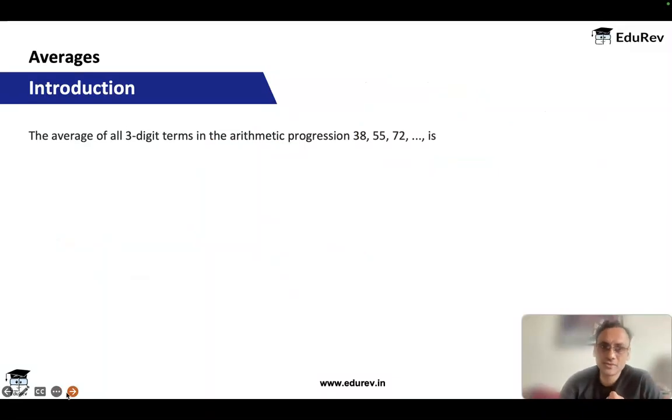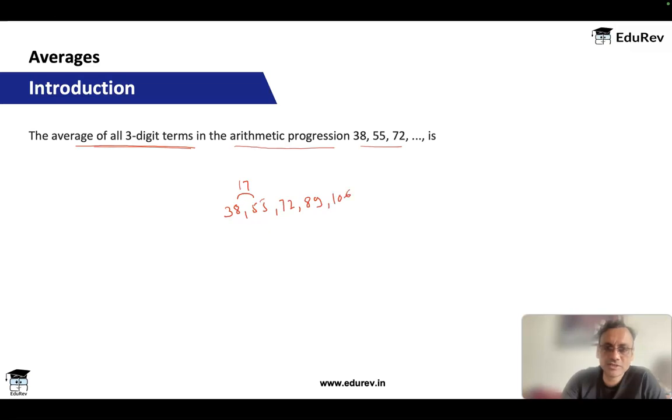For example, this question. This question is what came in CAT 23 in one of these slots. Now, if you see, this looks like a very simple question, but you'll have to do a bit of work. This is in progression. This is the series, and it is saying average of all the 3-digit terms. So first, if you look at the series, 38, 55, this minus this, the difference is 17. So 17 is what you need to add. So 72 plus 17 will give you 89. 89 plus 17 will give you 106.